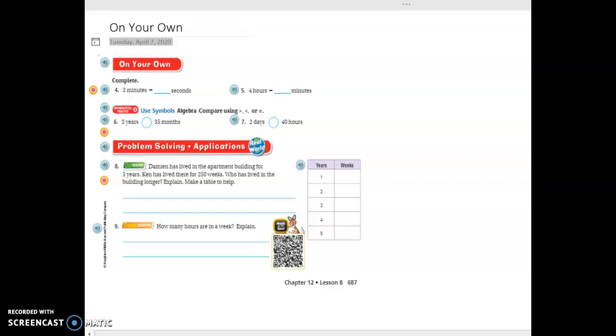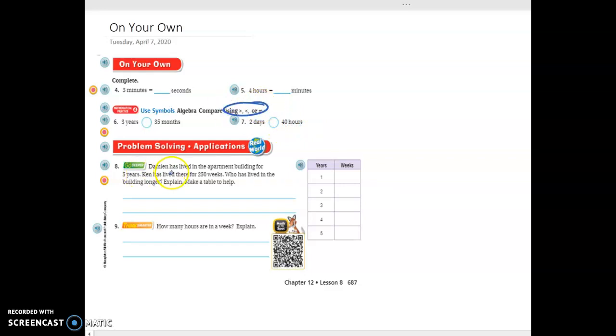Number 6 and 7 use greater than, less than, or equal to. 3 years compared to 35 months. 2 days compared to 40 hours. Again, you're going to want to use these symbols.